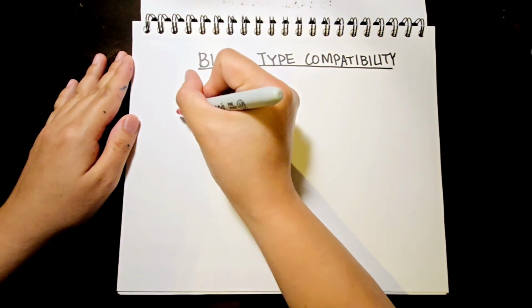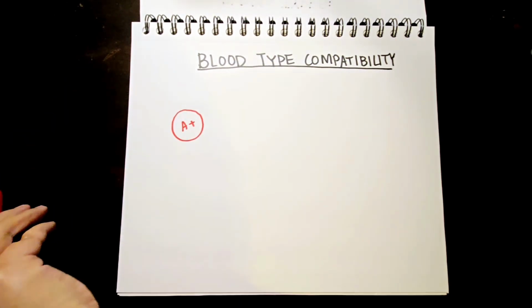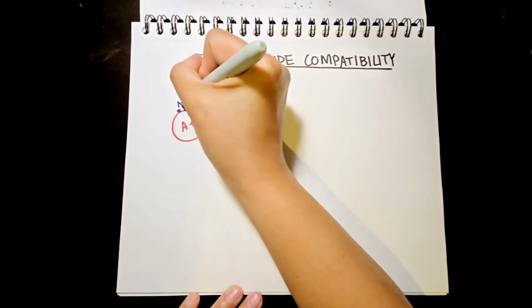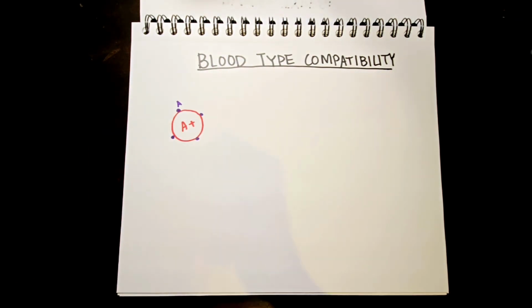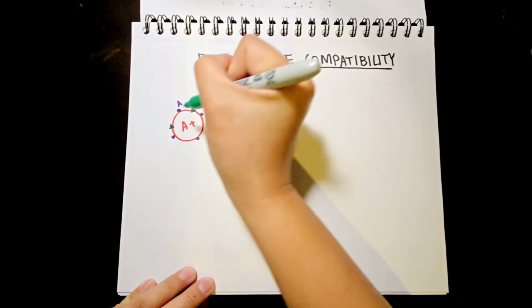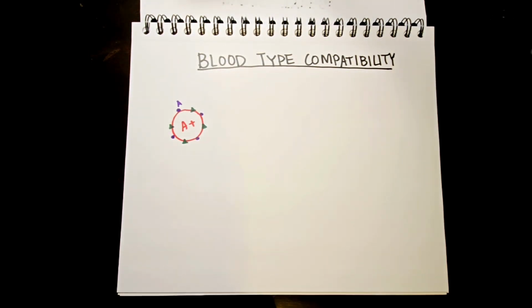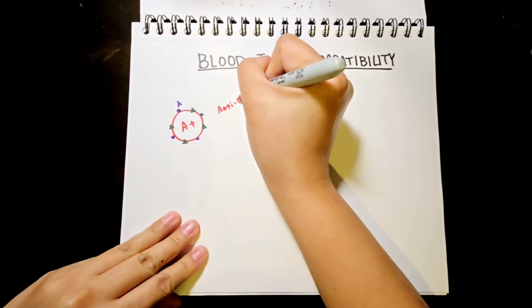So what is that? Let's say, again, you have A positive blood type. Remember we said that when you have A positive blood type, you have antigen A and you have surface antigen RH. But you do make antibodies against B. So anti-B.